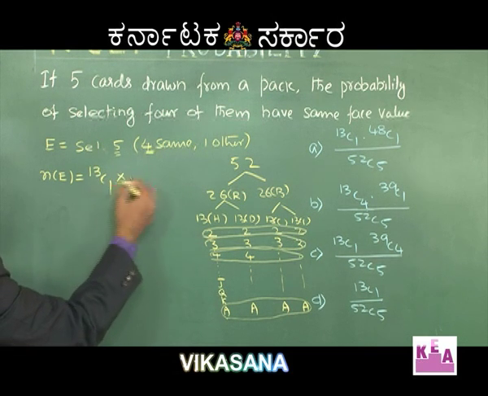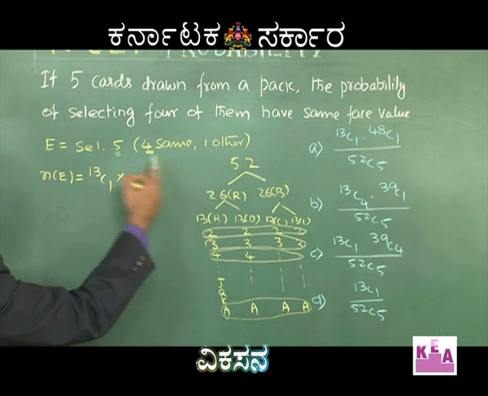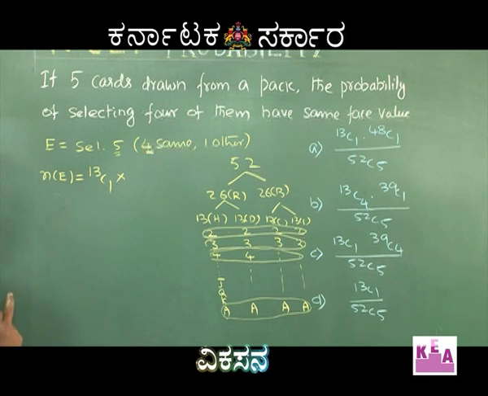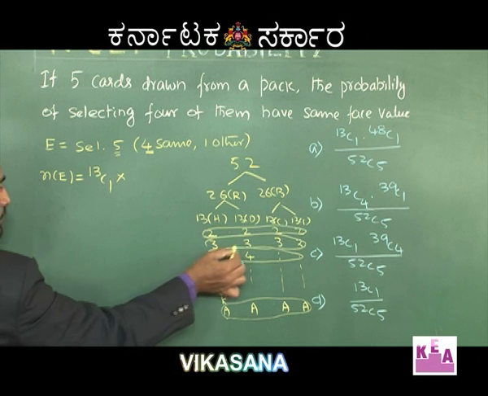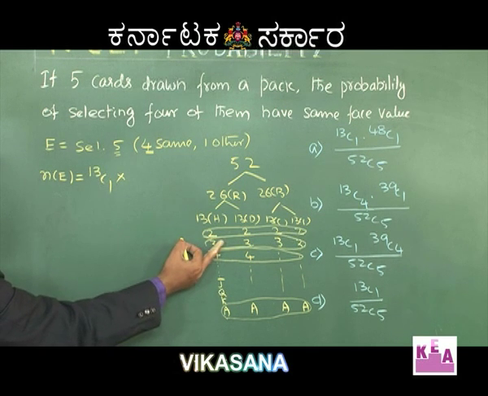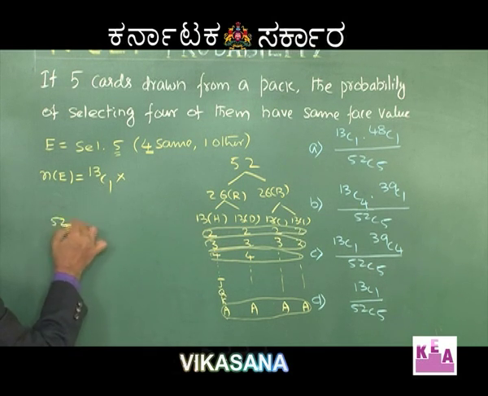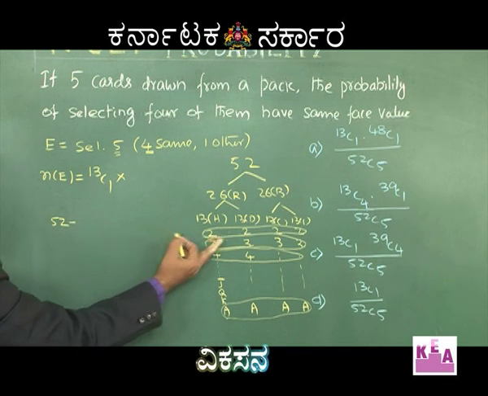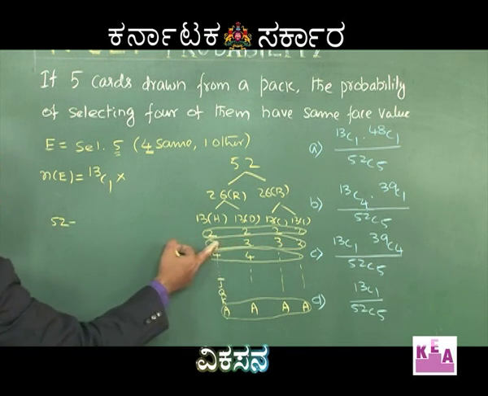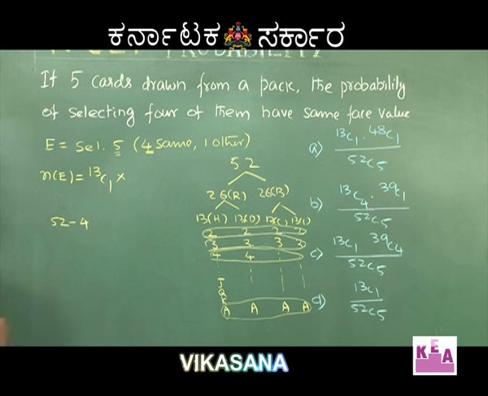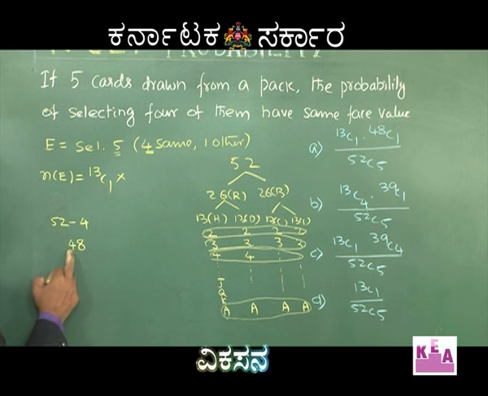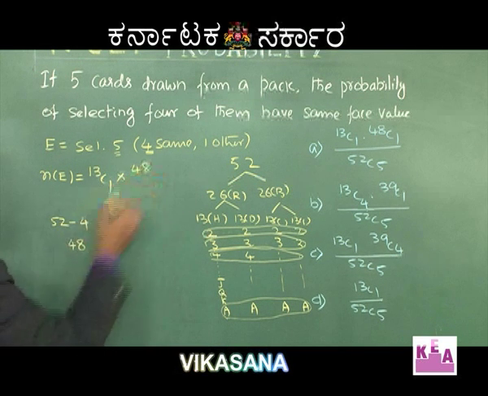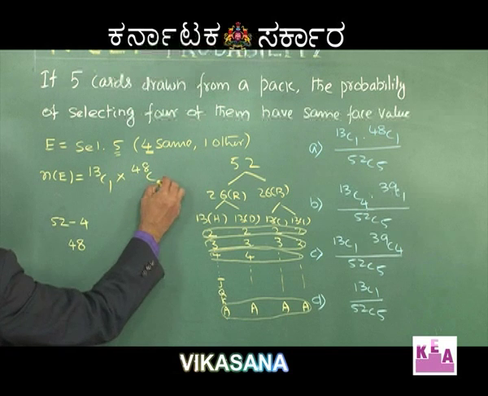After that, the remaining one card is other than this same face value. For example, I would have taken the set having same face value 3. So out of 52 cards, I have selected one set having the same face value. There are 4 in number. 52 minus 4, then 48 cards will be there, which are not of the same face value. From these 48 cards, I will select one card.